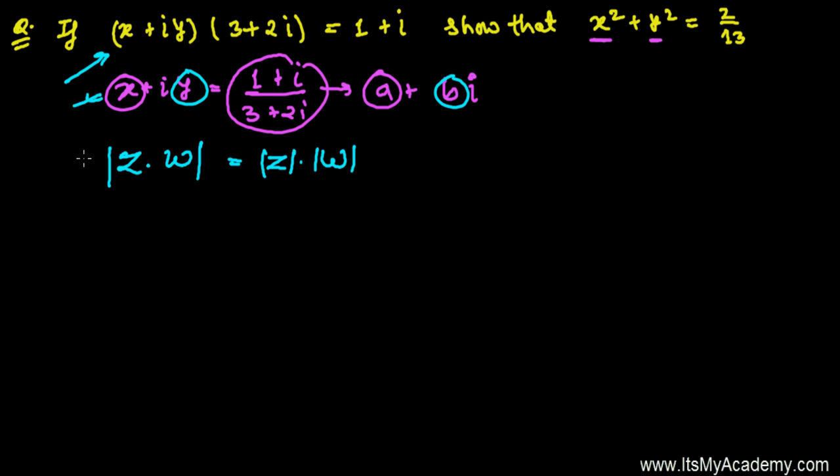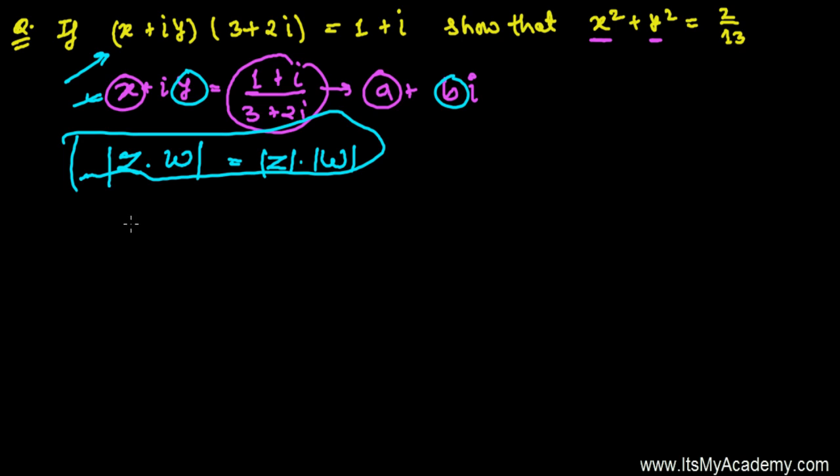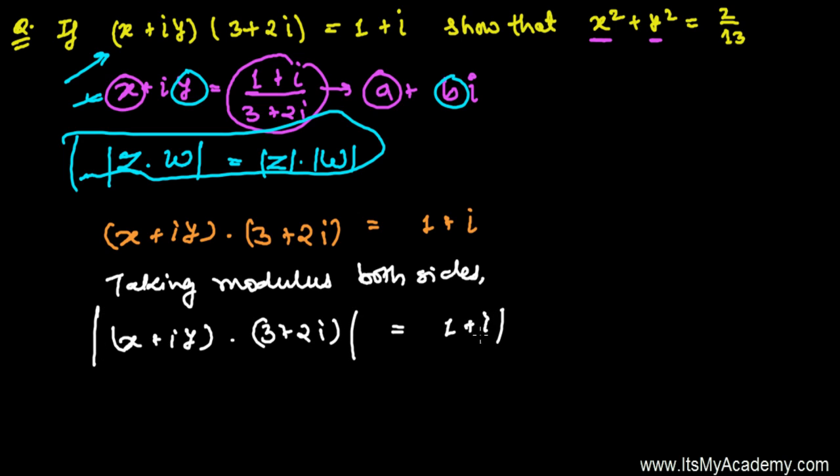Anyone you do, let me do it a little differently. Let me do it by this method. We have a lot of methods to do, and if you have any such confusion, you can ask me later. So first I'm writing the question: x plus iy times 3 plus 2i equals 1 plus i. Taking modulus both sides, taking absolute value both sides, we'll get modulus of x plus iy times 3 plus 2i equals modulus of 1 plus i.